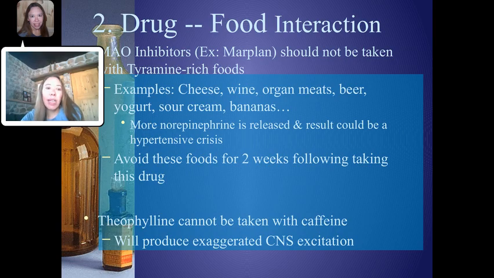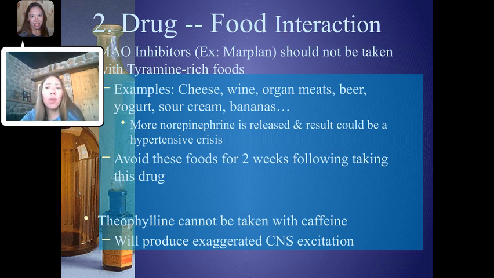Now, what in the world would happen if they ingest these foods along with the medication? Well, what will happen physiologically is more norepinephrine is going to be released, and it can actually result in a hypertensive crisis. This is very, very serious. It's critical. It can actually kill your patient. So therefore, we definitely need to make sure our patient understands what foods they can ingest while they are taking this medication. And they are also going to need to avoid these foods for 2 weeks following stopping taking this medication. So maybe they're no longer going to be taking the medication. Well, even 2 weeks after they stop the medication, they still need to avoid these foods. Very, very serious.